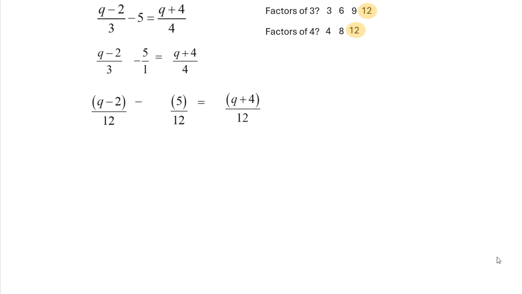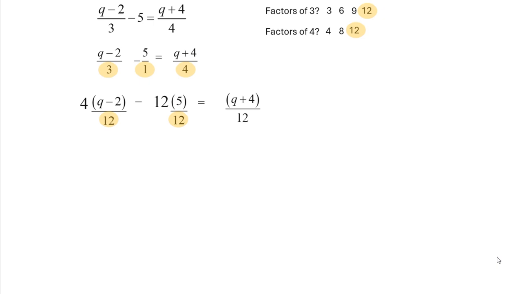Now, the first question we're going to ask here is, what did we have to do to 3 to make it a 12? Well, the answer is we need to multiply 3 by 4 in order to get it to 12. If we did that in the denominator, we better do that in the numerator as well. Next, what did we do to our 1 to make it a 12? The answer there is we had to multiply it by 12. We better do the same in the numerator, just to keep things balanced.